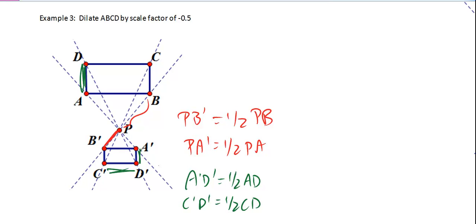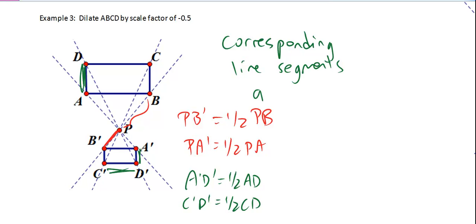I also want to point out one thing real quickly. Notice that in all of these dilations, all line segments on the image are parallel to the ones on the pre-image. So corresponding line segments are parallel to each other anytime you've undergone a dilation. Notice here, AB is going the same direction as A prime B prime, and so on.